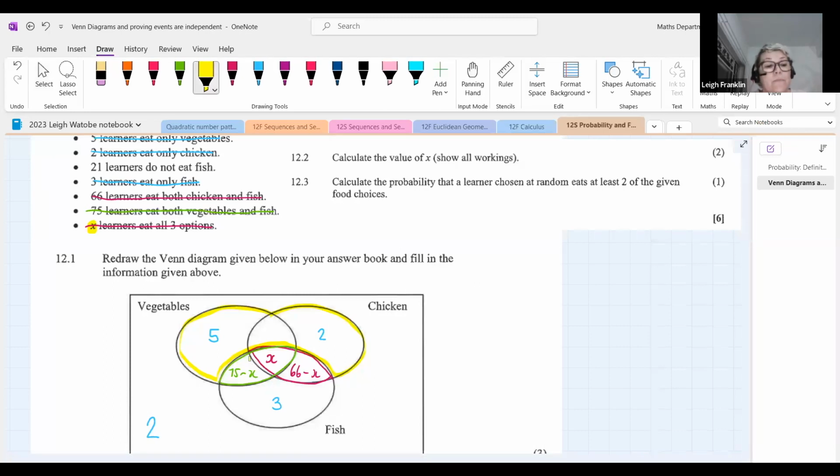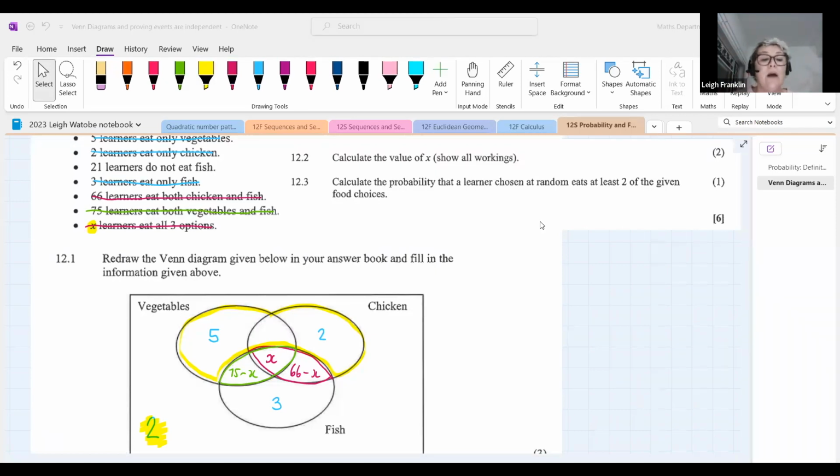including these 2 people out here, because they also do not eat fish. Does that make sense to everybody? This is not an easy Venn diagram. Does that make sense?